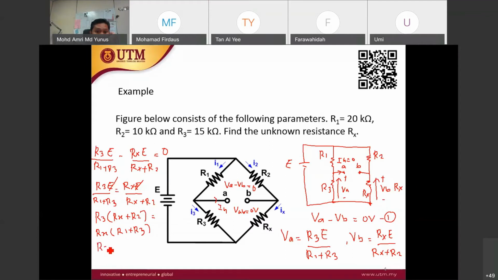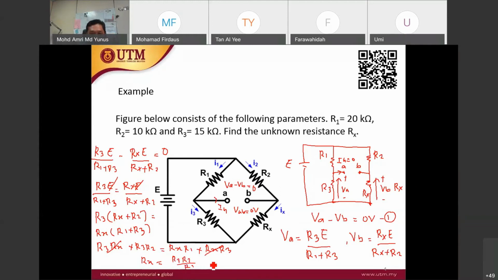So R3 Rx plus R3 R2 is equivalent to Rx R1 plus Rx R3. So this one cancels. Okay, so finally Rx will be equivalent to R3 R2 over R1.